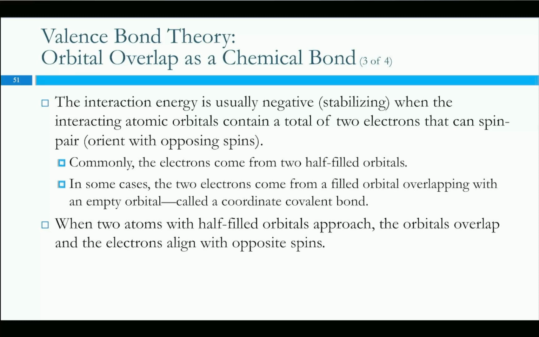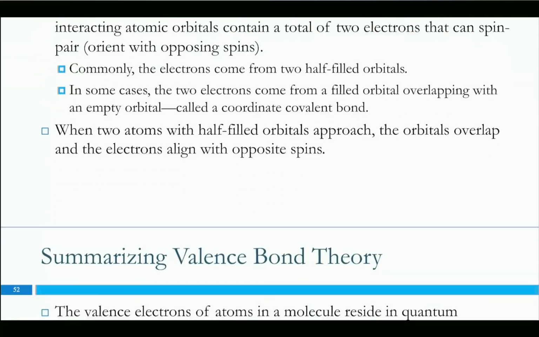So commonly, the electrons come from two half-filled orbitals. So we've got one orbital on one atom. So really easy with hydrogens, because the hydrogens only have one electron each. So when they come together, they're each sharing one electron from their half-filled 1s orbital. And then when those orbitals overlap, it creates a hybrid orbital between the two, and those electrons get to have opposite spins.